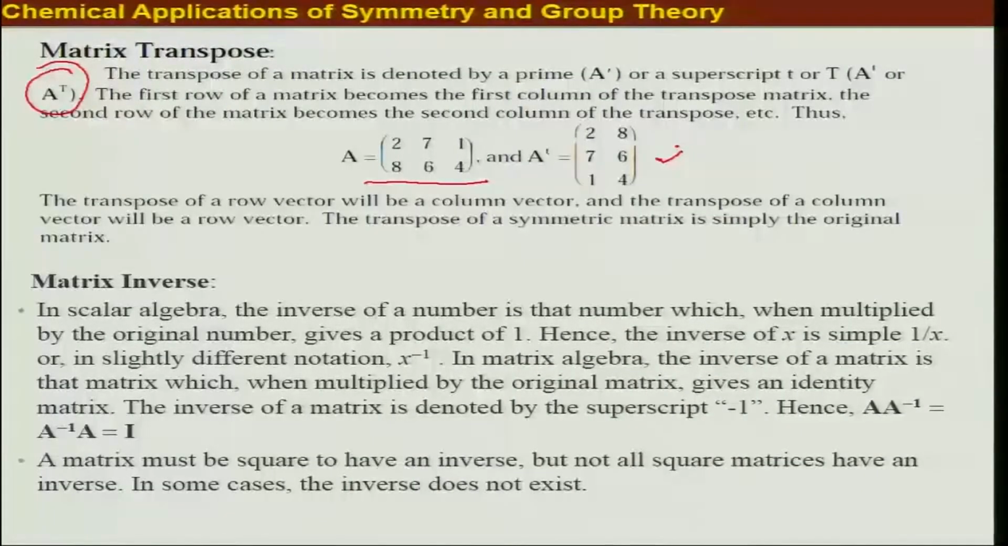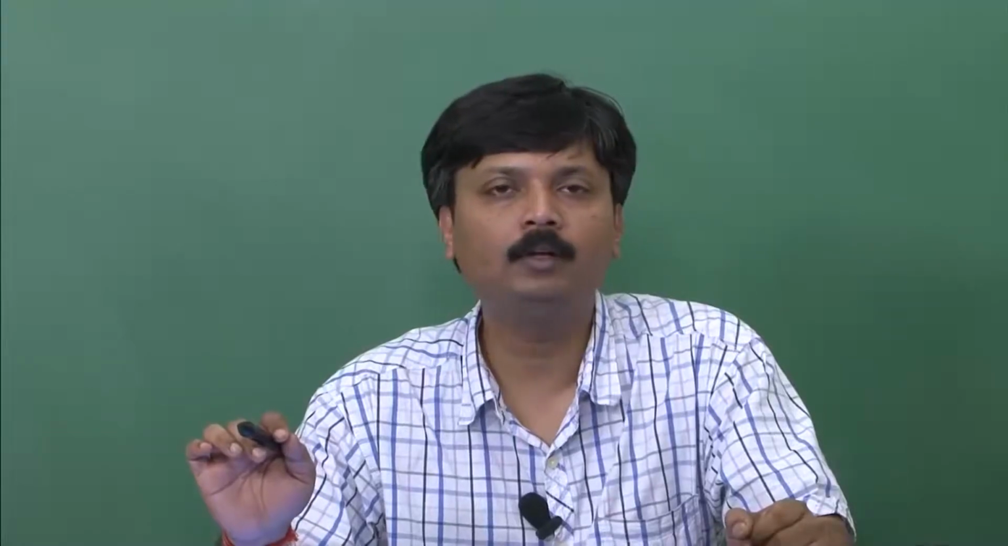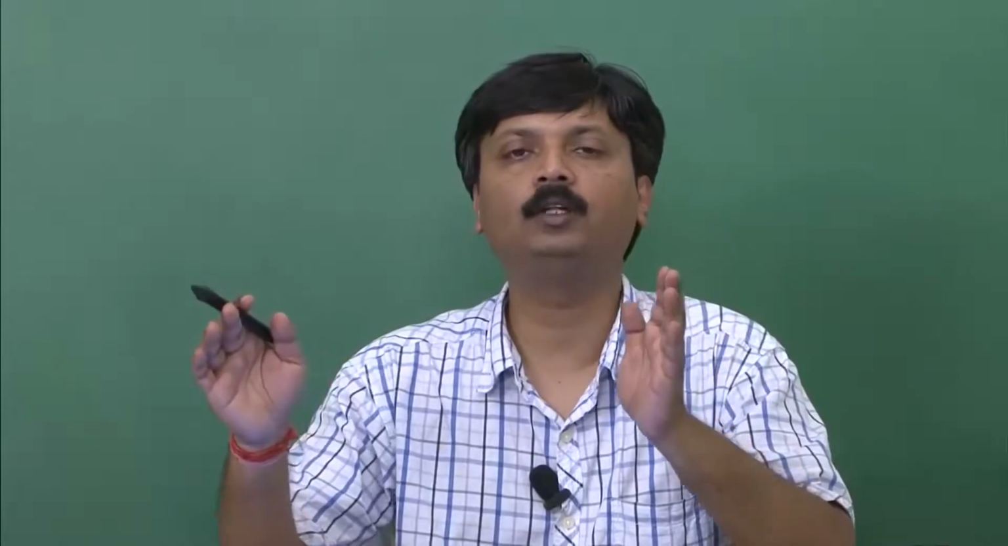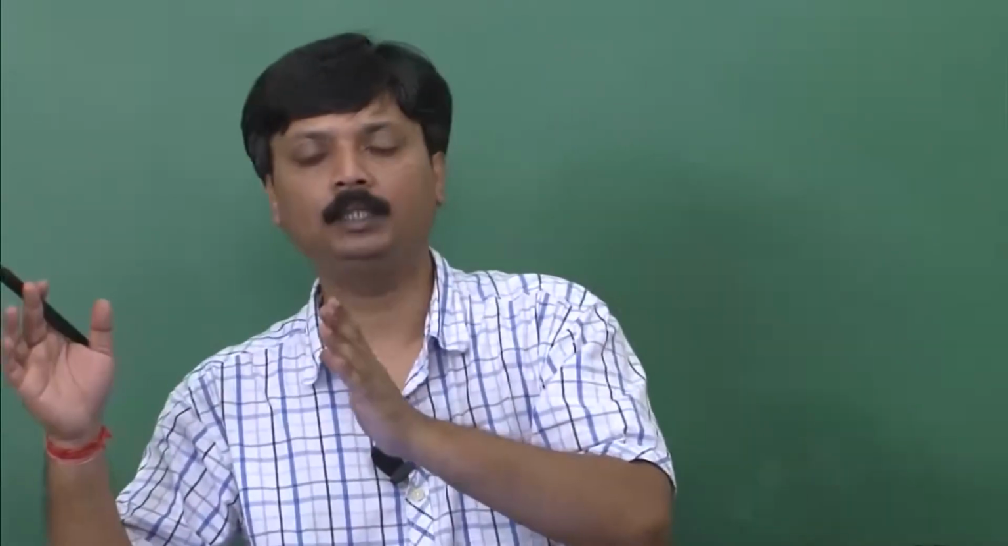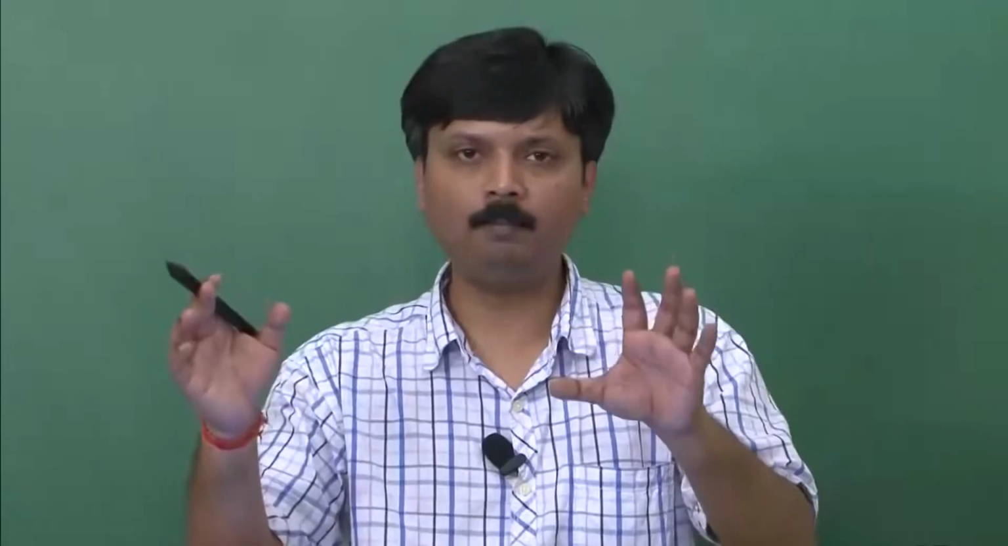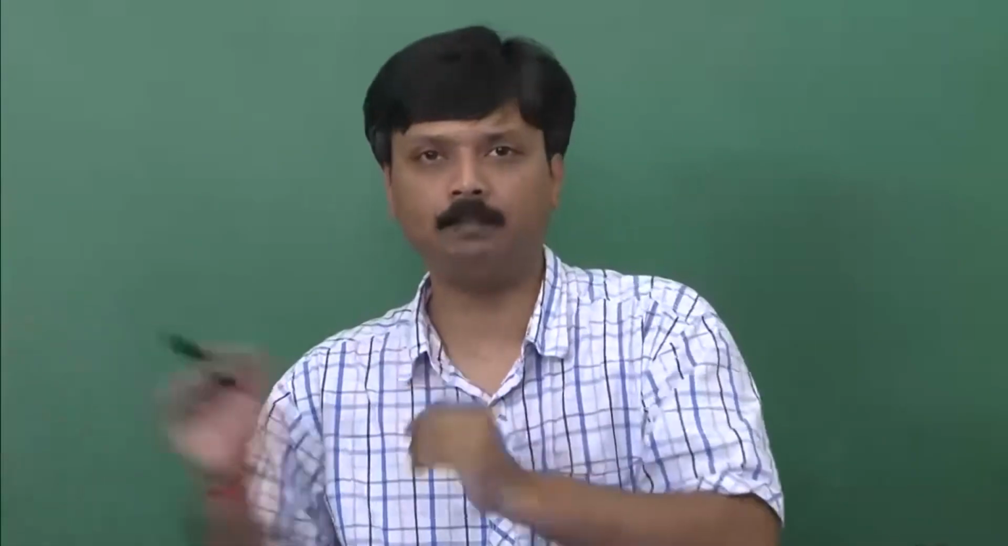Or in slightly different notation, I can write it x inverse. Okay, so x inverse, we are familiar with that already. Now in matrix algebra, the inverse of a matrix is that matrix which, when multiplied by the original matrix, gives an identity. So the notion remains the same. Here in matrix algebra, if I need to find the inverse matrix, then the inverse matrix will be such that if I multiply the original matrix with its inverse, I will get the identity matrix.